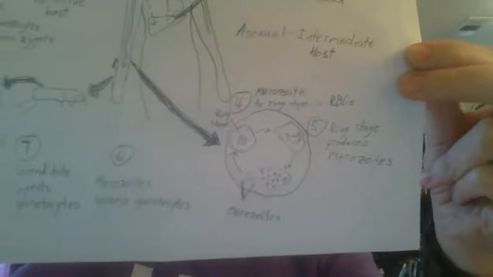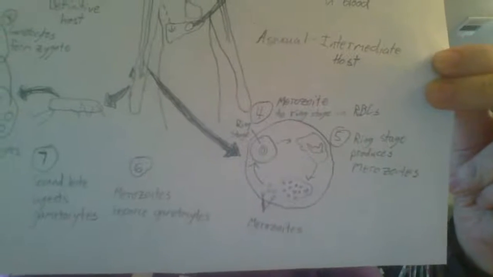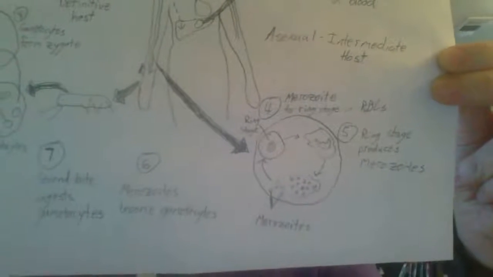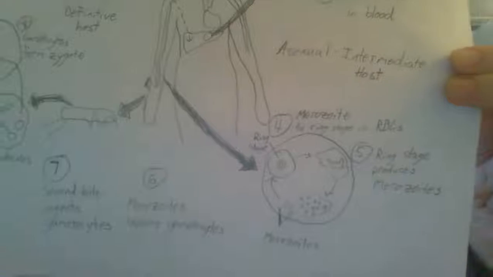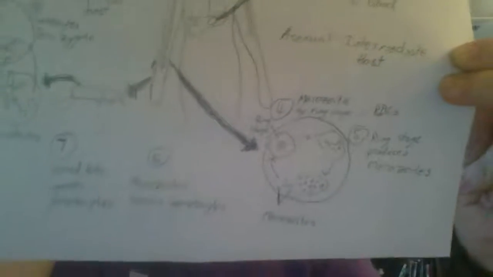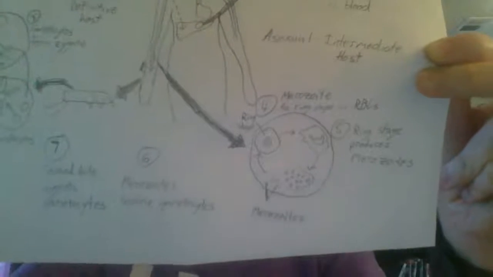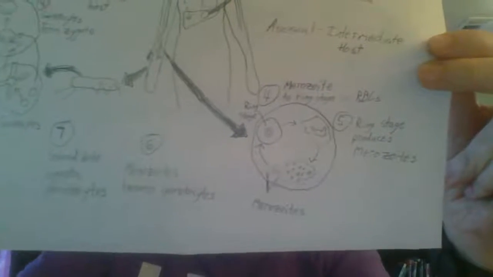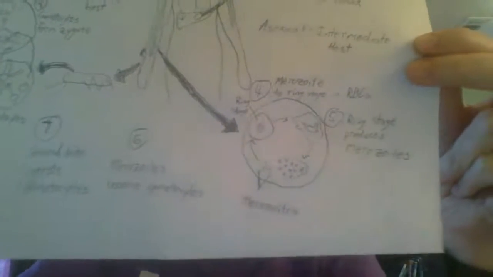Some merozoites are going to infect other red blood cells and just continue reproduction. Other merozoites are going to become gametocytes, which are male and female offspring. This process is going to cause anemia because the red blood cells are being destroyed.